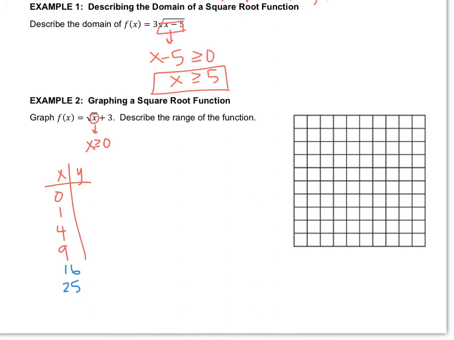So now I just go through and I calculate. So let's do the square root of 0 plus 3 is just the square root of 0. So that's 0 plus 3, which is 3. The square root of 1 plus 3 is going to be 4. The square root of 4 plus 3 is going to be 2 plus 3, so that's 5. And then the square root of 9 plus 3 is 3 plus 3, which is 6.